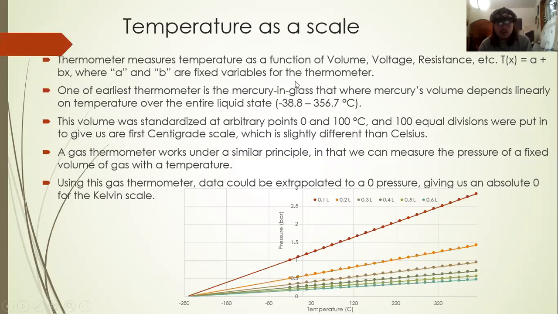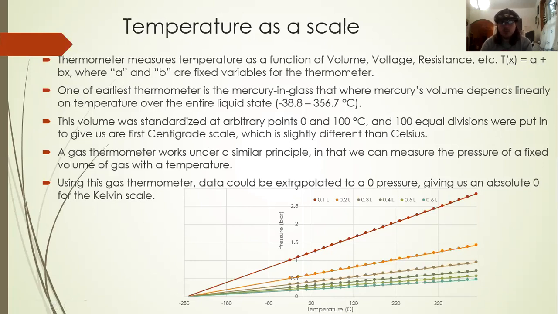Now, when we look at temperature as a scale, a thermometer will measure a fixed temperature as a function of volume. We can use an electrical thermometer to measure as a voltage or resistance, but we can measure it as essentially T at a constant X is equal to a constant A plus a constant variable B times X. A and B are fixed for that thermometer.